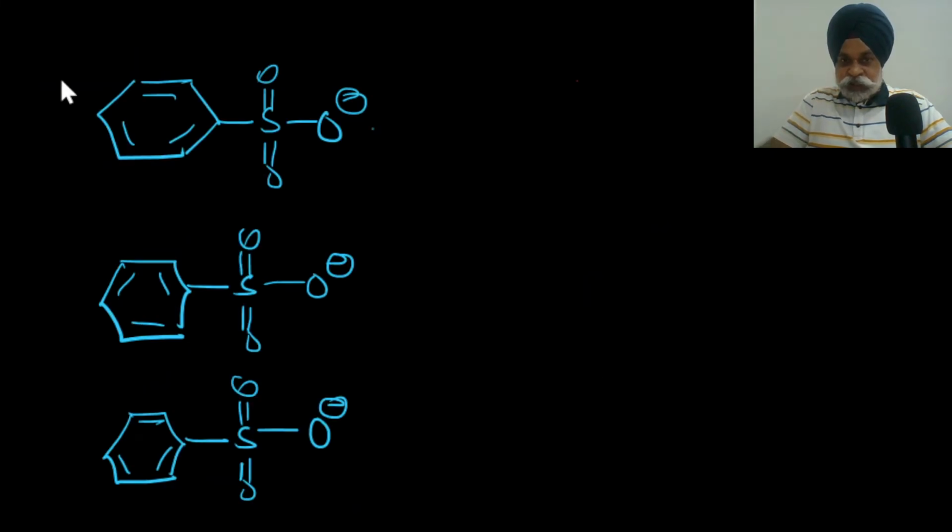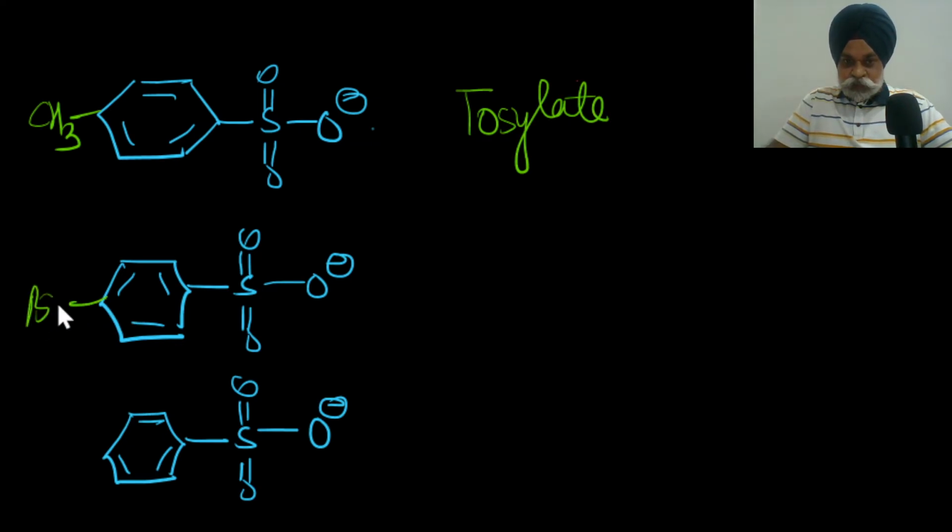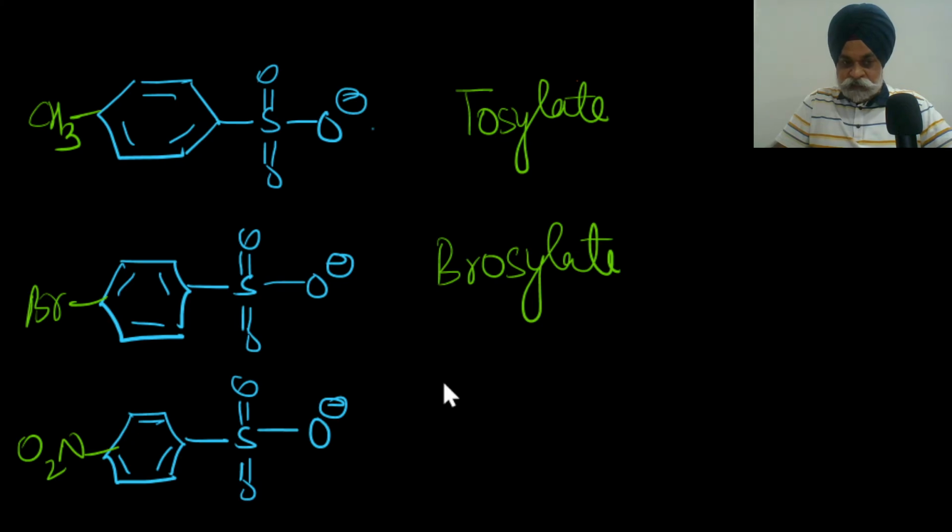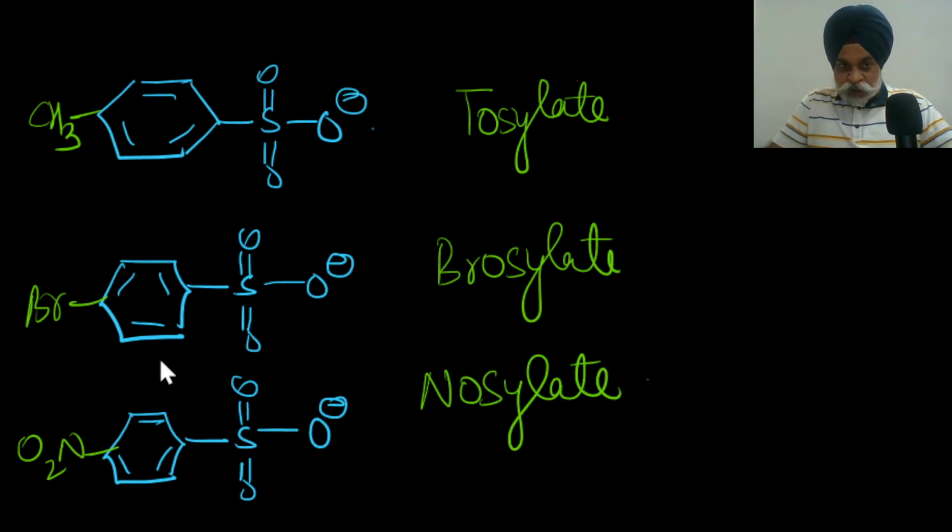Similarly, these are the entities which you should always remember. They are quite important. If I place CH3 here, then this would be called tosylate. If I write bromine here, it is called brosylate. And if I write NO2, which would make it strongly electron withdrawing and would stabilize it very much, it is called nosylate. So all of these are excellent leaving groups, because these are the conjugate bases of a strong acid.